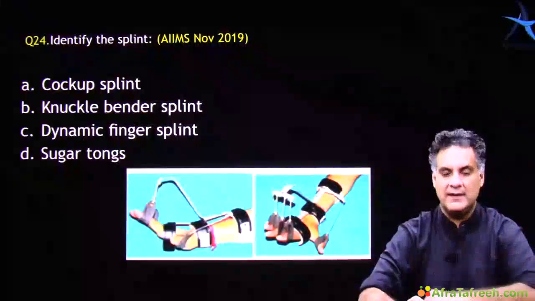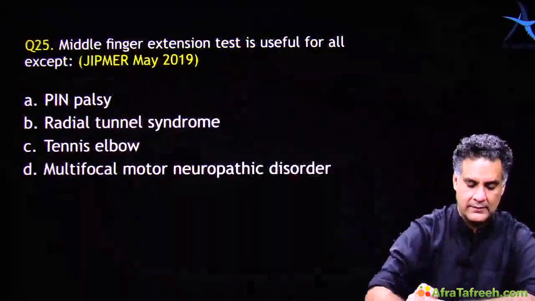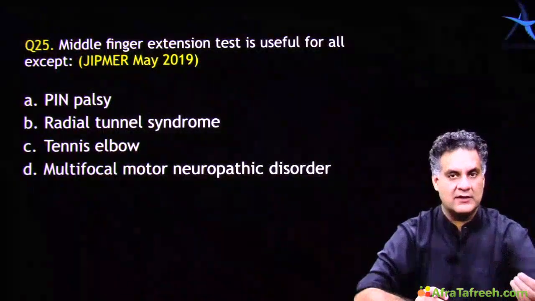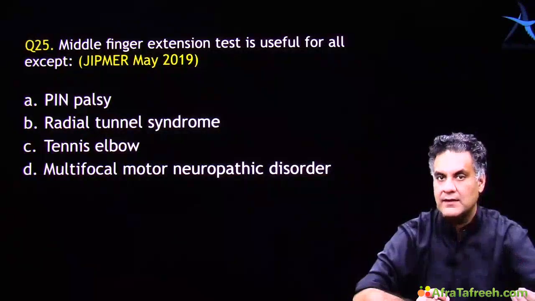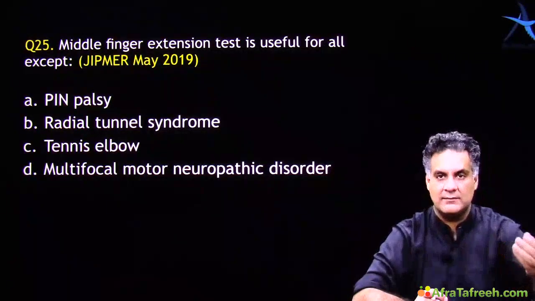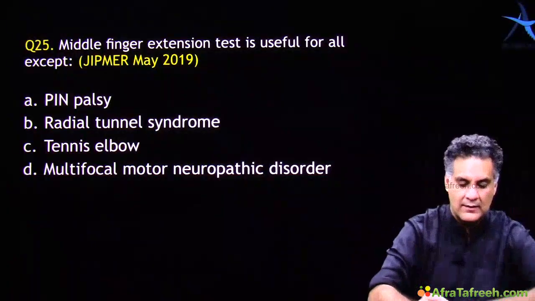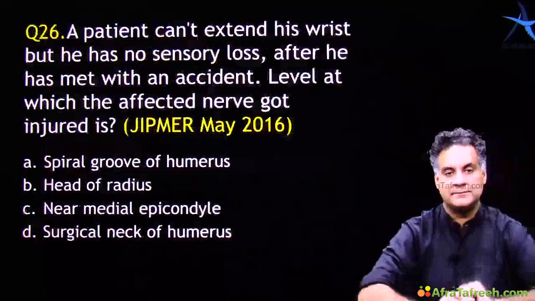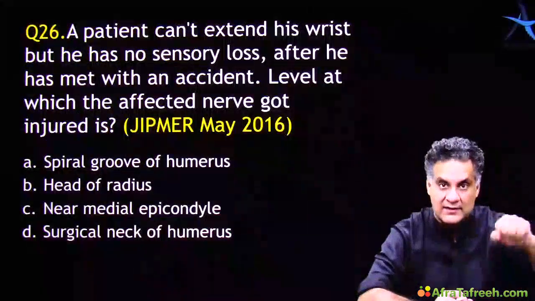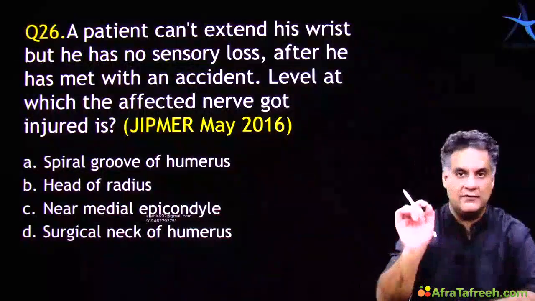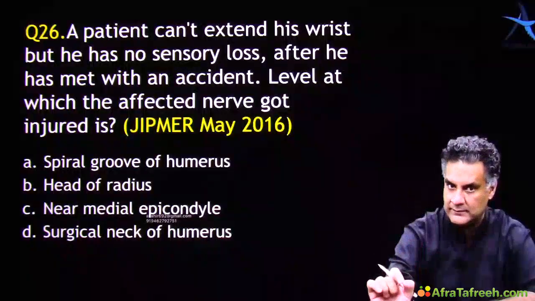So identify the splint. This is a cock-up splint. Middle finger extension can be used to identify the posterior interosseous nerve palsy, which causes finger drop. Radial tunnel syndrome, in which this maneuver is painful. Tennis elbow, in which this maneuver is painful, but not in motor neuropathies. A patient can't extend his wrist, so he has a wrist drop. But he has no sensory loss. Doesn't matter. If he has a wrist drop, the radial nerve is involved.